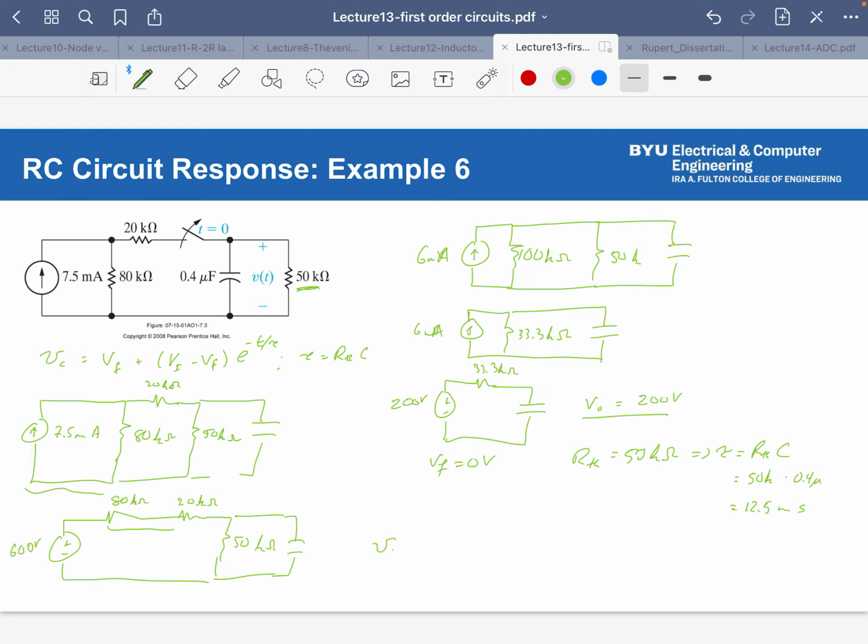So the voltage across the capacitor is going to be the final voltage, which is 0, plus the initial voltage, which is 200, minus the final, which is 0, e to the minus t divided by tau, which is 12.5 milliseconds. And this is in units of volts.